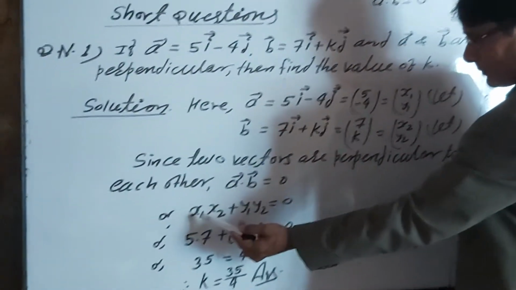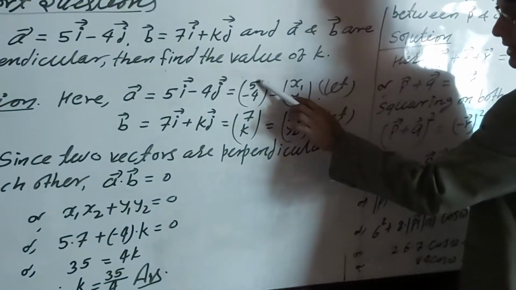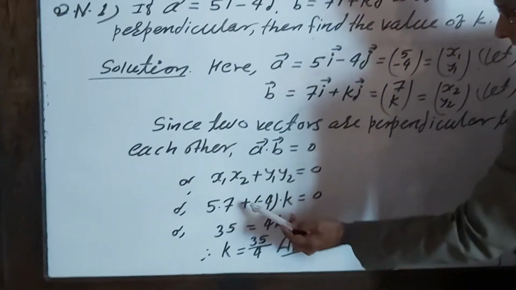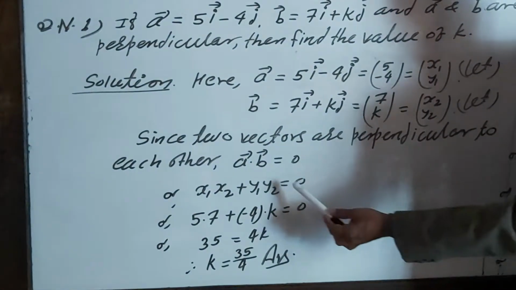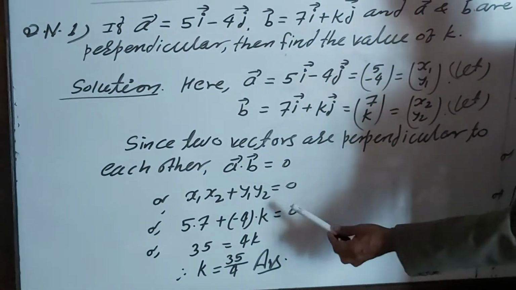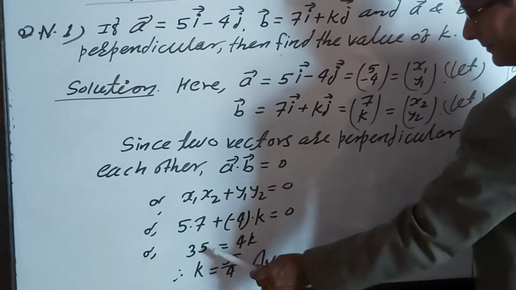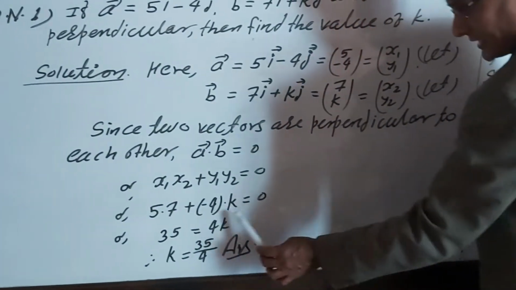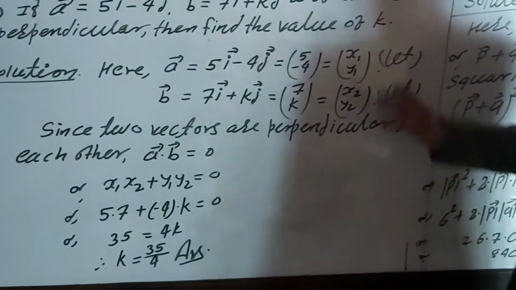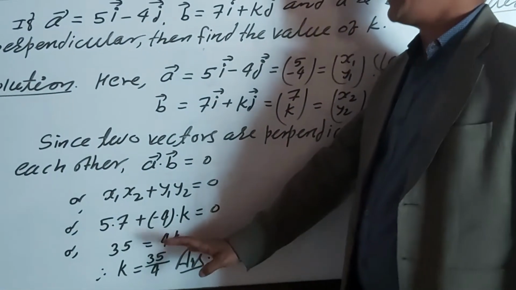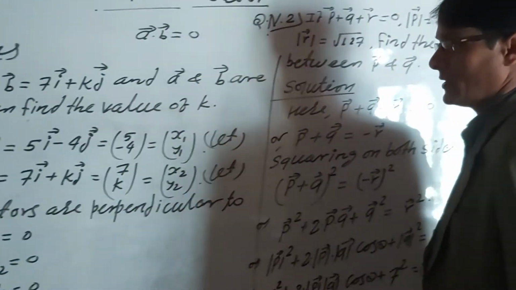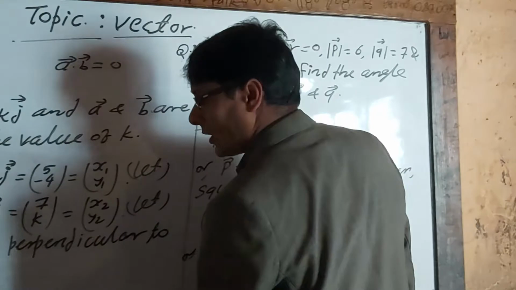Now look here, x1 is 5 into x2 we have 7, 5 into 7, plus y1 is minus 4 into y2 is k, equal to 0. After that, 35 is equal to minus 4k, side change, so it is positive. 35 is equal to 4k, therefore k is equal to 35 by 4. The required value of k is 35 by 4. It is the answer to this question.